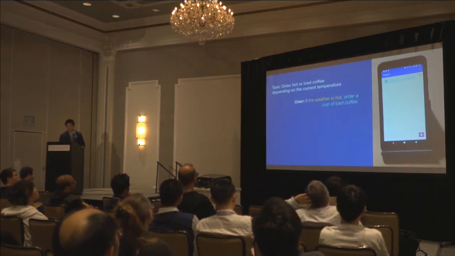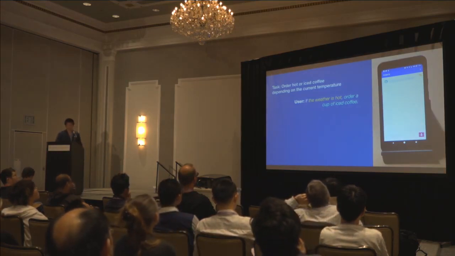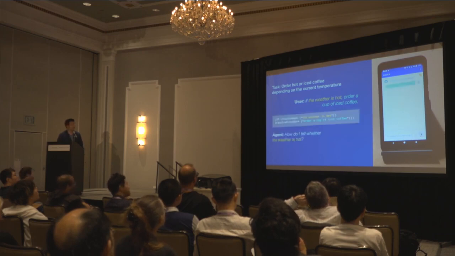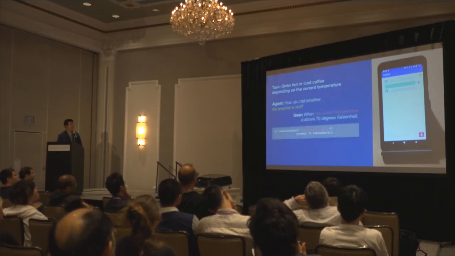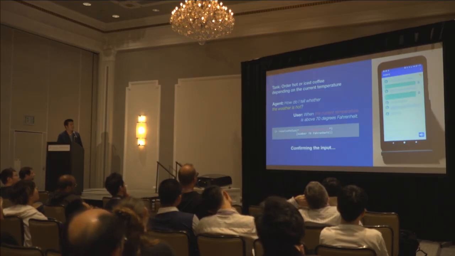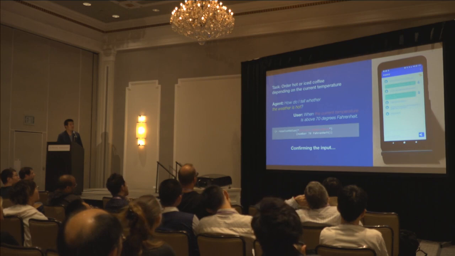If the weather is hot, order a cup of iced coffee. How do I tell whether the weather is hot? When the current temperature is above 70 degrees Fahrenheit. I think what you meant is, the value of a concept current temperature is greater than 70 Fahrenheit. Is this correct? Yes.